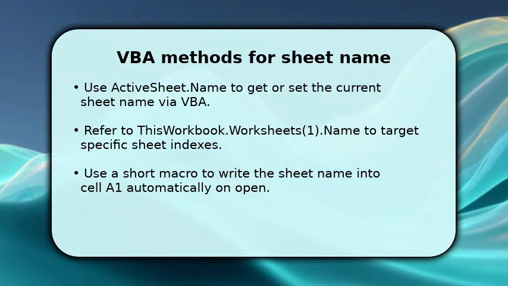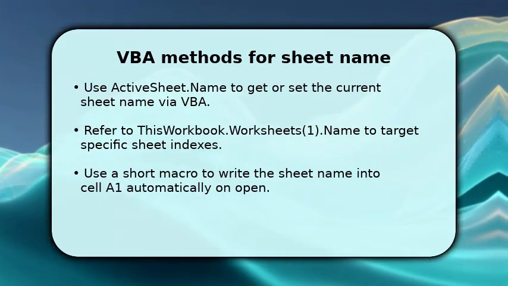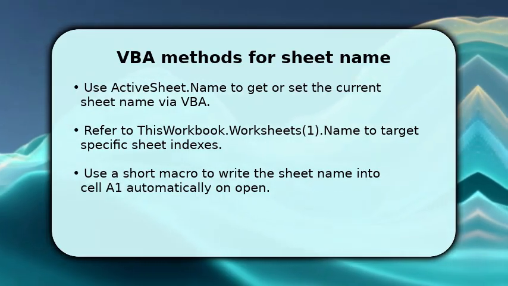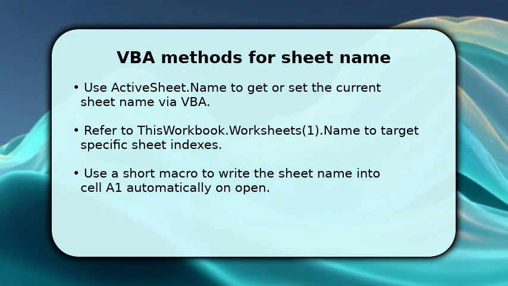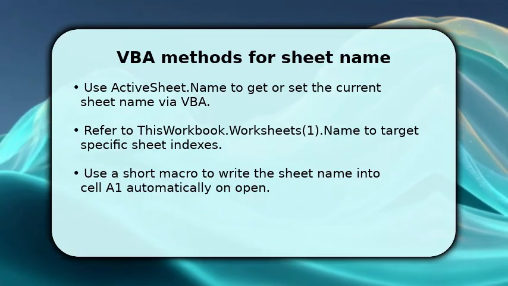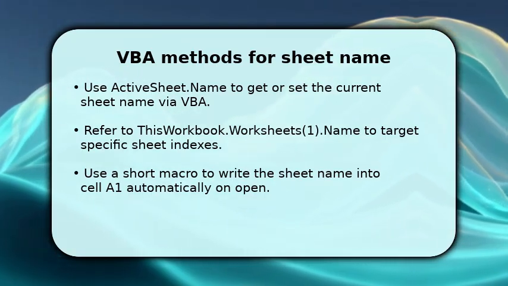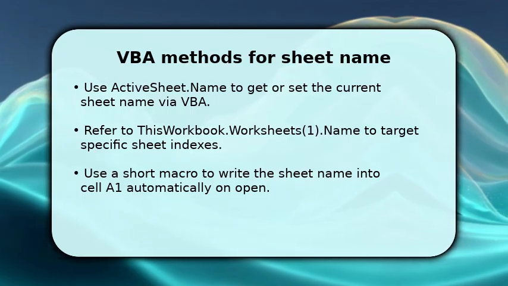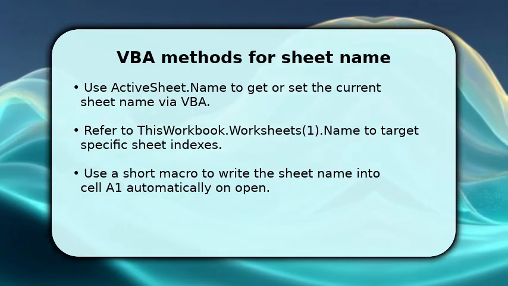Use ActiveSheet.Name to read or assign the current sheet name inside a procedure. To target a specific sheet, use ThisWorkbook.Worksheets(1).Name or Worksheets("Sheet1").Name. Write the name to a cell with Range("A1").Value = ActiveSheet.Name for automation.